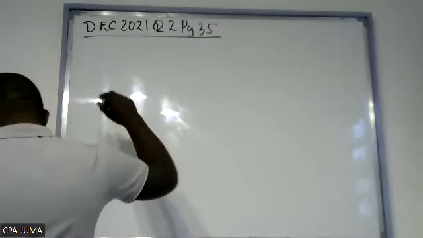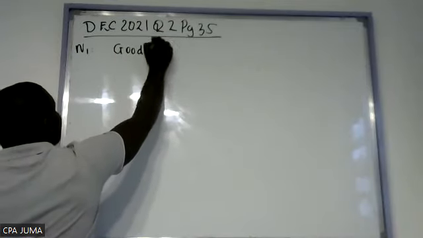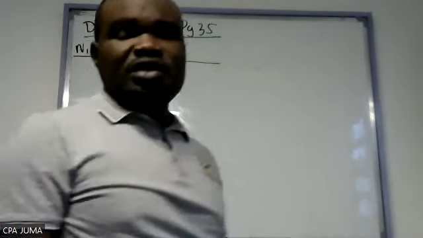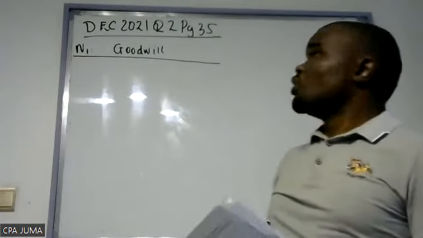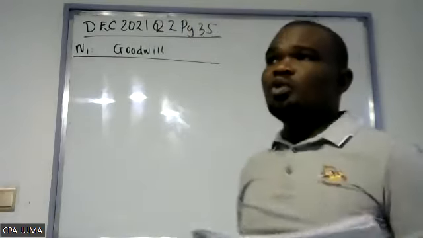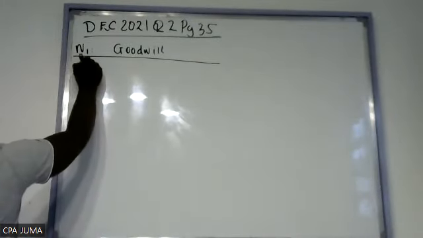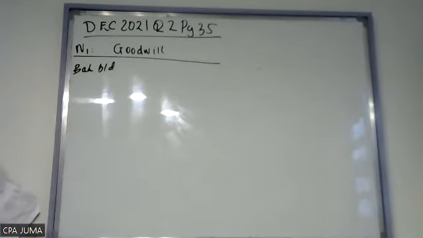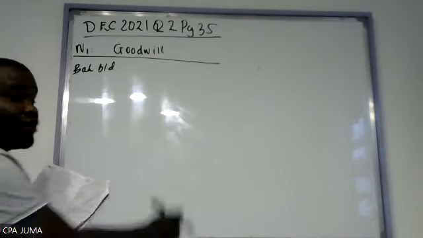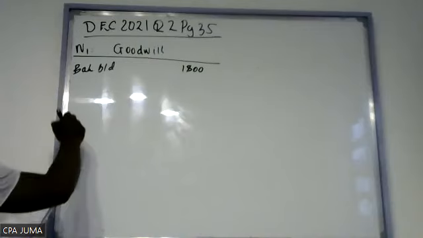So you come here and say goodwill. Let's start that immediately. So goodwill, go for the opening balance of goodwill in non-current assets. So check goodwill up there. You can see the goodwill balance brought down. Goodwill is 1,800 opening balance. Then you add the subsidiary. The subsidiary has been acquired.